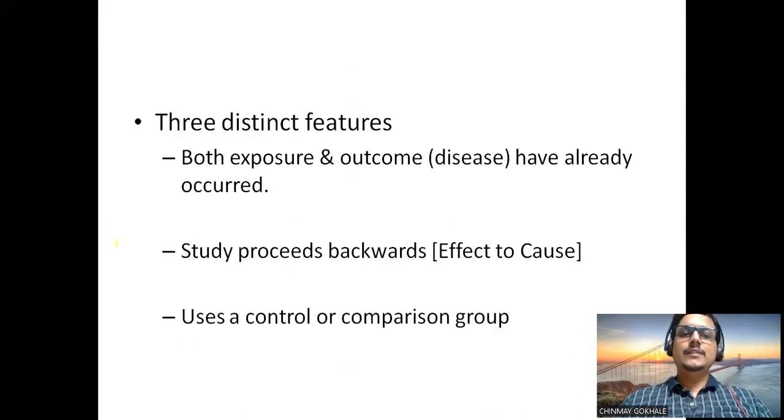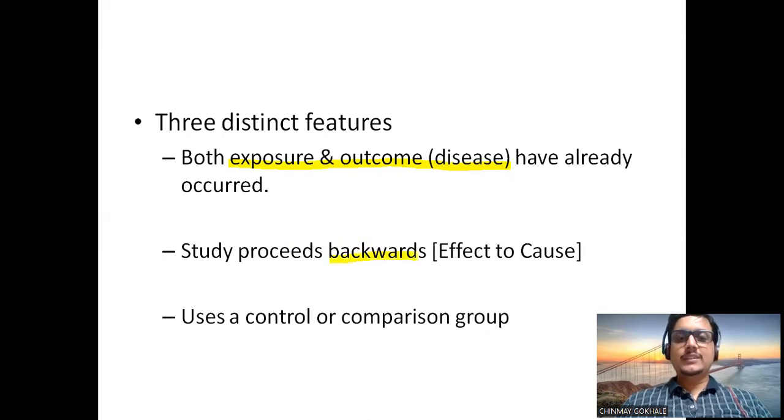Now, there are three distinct features of case control studies. First and most remarkable is that both exposure and outcome have already occurred. As I already said in the first slide, and to repeat it, this is a backward looking study or a retrospective study. The disease has happened, the exposure has happened. The question is whether that disease and that exposure are related, and if related, how much, how likely. So both have already happened.